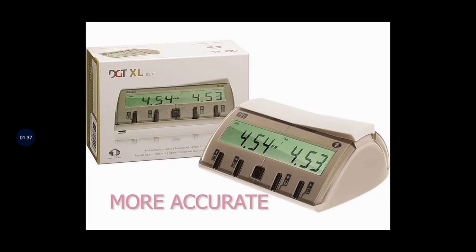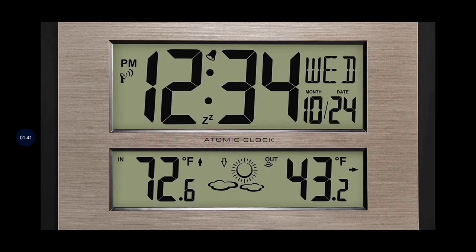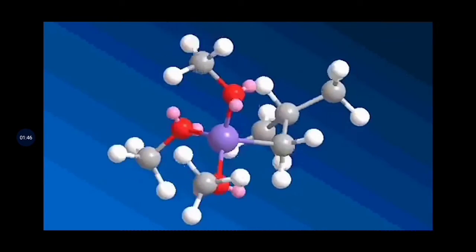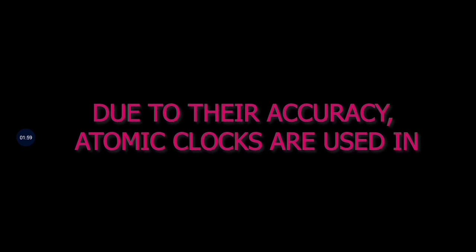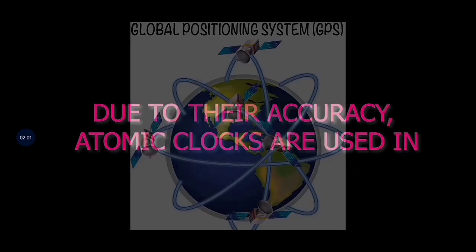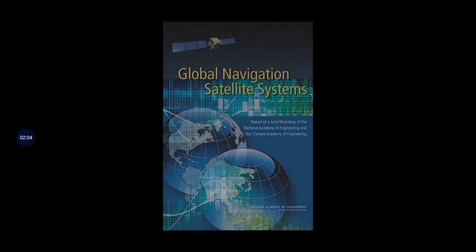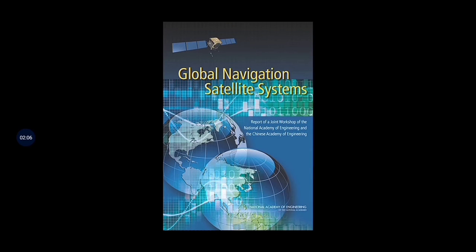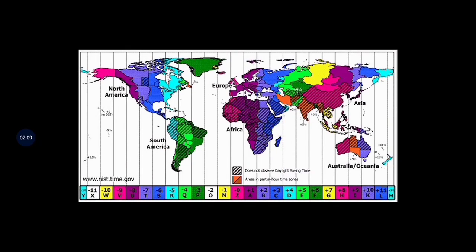There are other clocks which are even more accurate. One such clock is the atomic clock. Atomic clock is based on periodic vibrations occurring within the atom. Atomic clocks are 1,000 times more accurate than quartz clocks. Due to their accuracy, atomic clocks are used in global positioning system, global navigation satellite system, and international time distribution services.